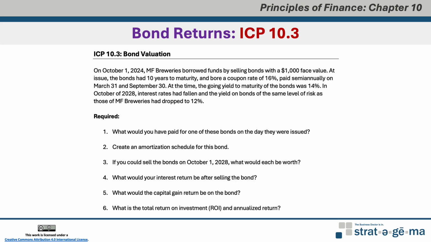So let's look at a couple of in-class problems relating to bond returns. Here in ICP 10.3 on October 24th, MF Breweries borrows funds by selling some bonds with $1,000 face value. At that issue, the bonds had 10 years to maturity and bore a coupon rate of 16%, paid semi-annually on March 31st and September 30th. At the time, the going yield on the bonds was 14%. And in October of 2028, interest rates fall, and the yield on bonds of the same level of risk as MF Brewery bonds drops to 12%. So we've got some requirements here that we'll look at individually.